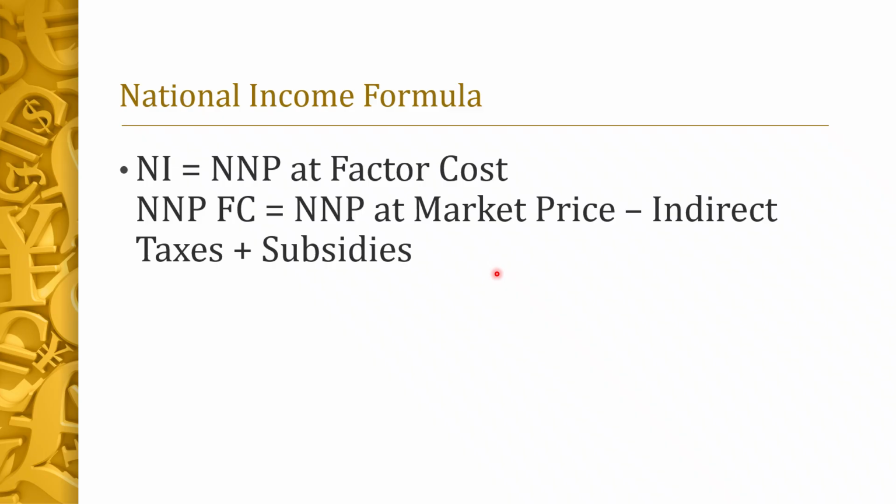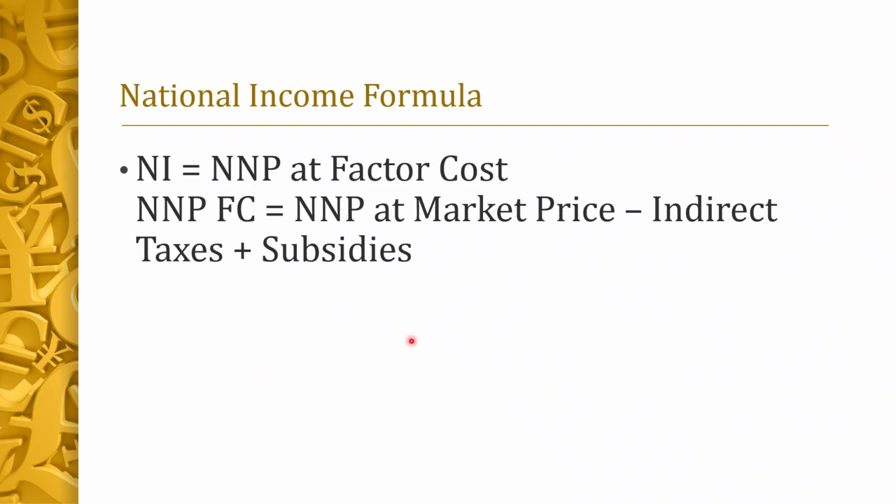We do the adjustment. So NNP at factor cost is equal to NNP at market price minus indirect taxes plus subsidies. Why is this happening? Because indirect taxes increase the market price but do not go to the producer, and subsidies reduce market price but are still part of producer income. That is why we are doing it. So finally, the national income formula is: NI is NNP at factor cost. So this is the income people actually earn.